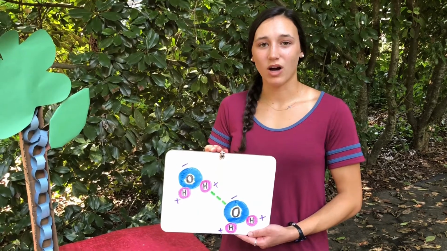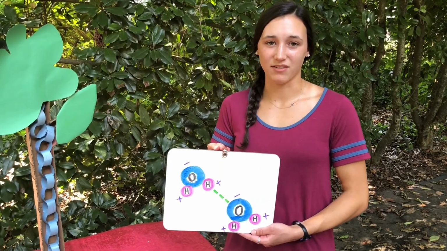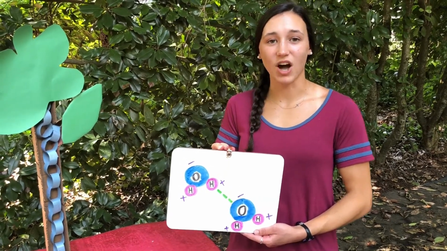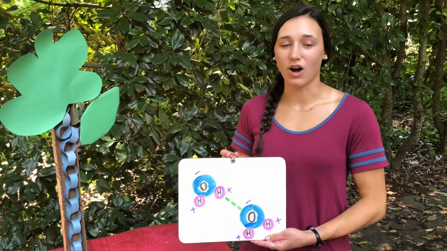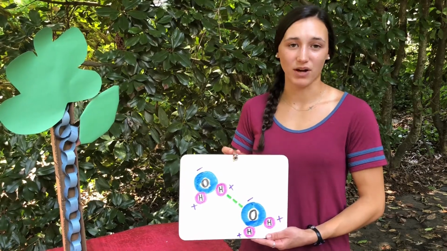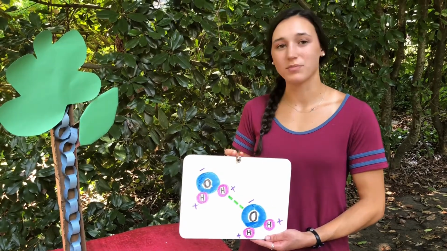Water's polarity also helps with water's adhesive properties. This allows water to stick to other substances like the inside of the xylem right here, because the xylem cells are also polar, so the partial positives and partial negatives attract. This helps it defy gravity.